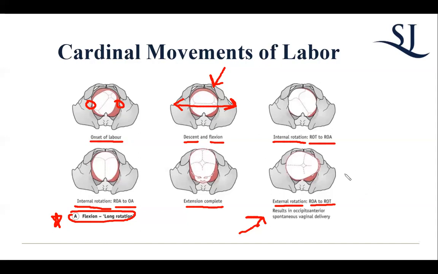So I like to ask you those movements. So make sure that you're familiar with them. This part here, the extension, looks like the head is out, it's not. Just know that. It doesn't come out extended. It has to extend and then do external rotation and then flex and deliver. Okay. So onset of labor, descent and flexion, internal rotation, extension, external rotation, flexion, delivery.